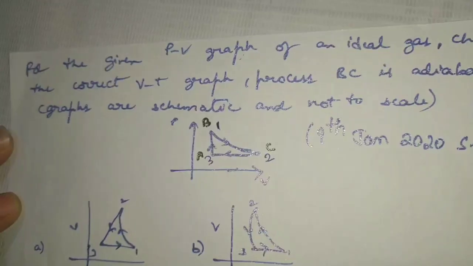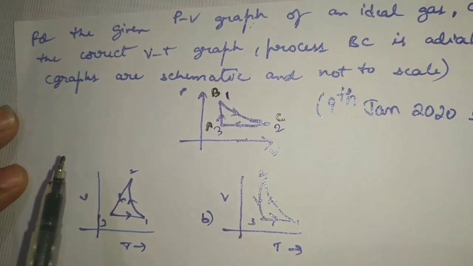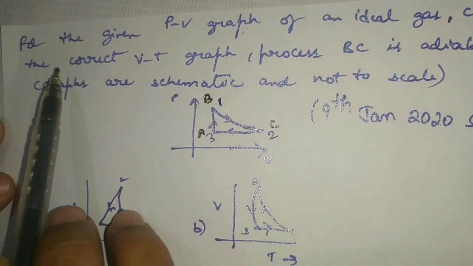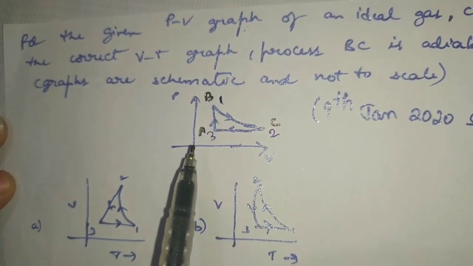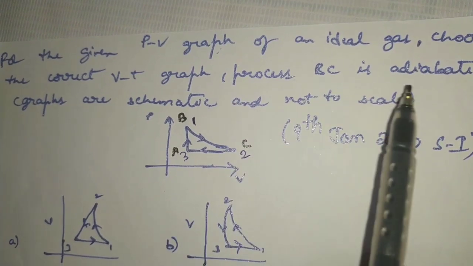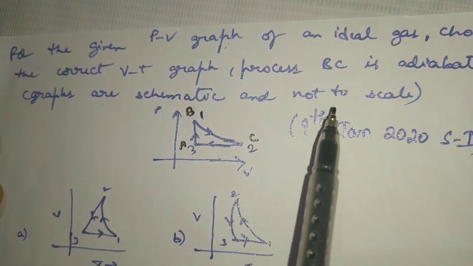Hello students, let us consider the second question of thermodynamics in the January 2020 JEE Main exams. The given PV graph is of an ideal gas; choose the correct VT graph. Process BC is adiabatic. Graphs are schematic and not to scale.